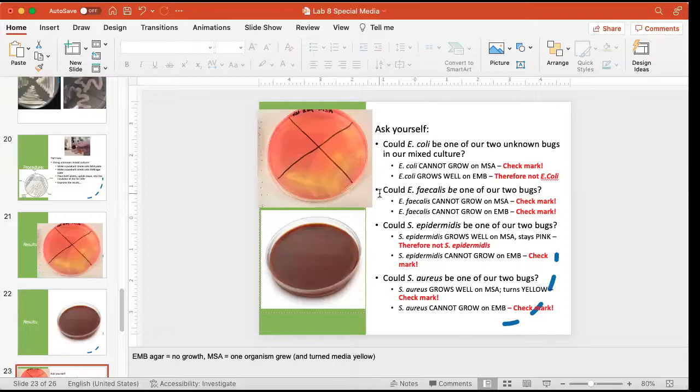How about Enterococcus faecalis? Enterococcus faecalis cannot grow on MSA because, again, only Staphylococcus grows on MSA. So, hey, check mark for that, right? Maybe Enterococcus faecalis was in my mystery tube and it didn't grow. That would make sense. But should Enterococcus faecalis grow on EMB?